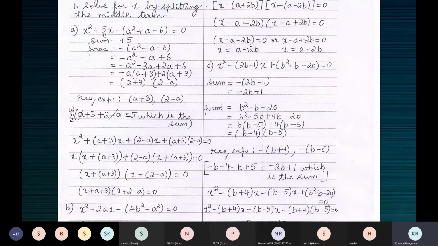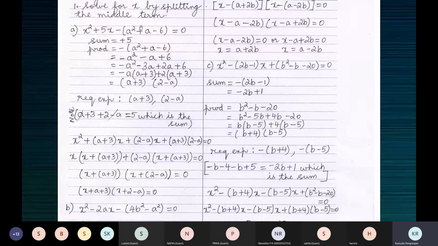When we say split the middle term, we need to split the x term, the term containing the x in it. So going by the usual rules, the sum is the coefficient of x, which is plus 5. And the product is this one. This is the x square term. This is the x term. So the coefficient of the x term is the sum, and the product is the product of the coefficient of x squared and this constant.